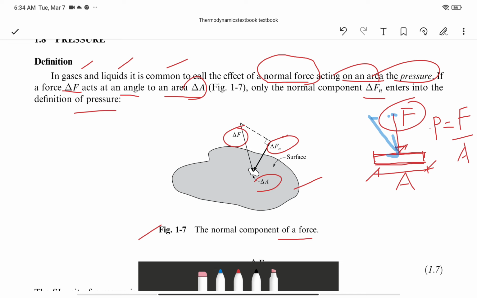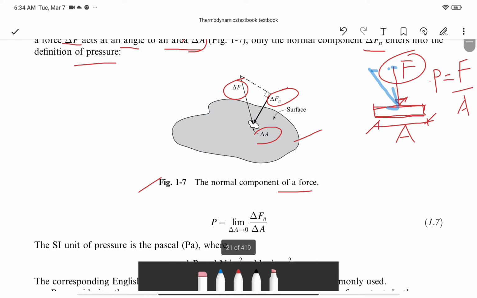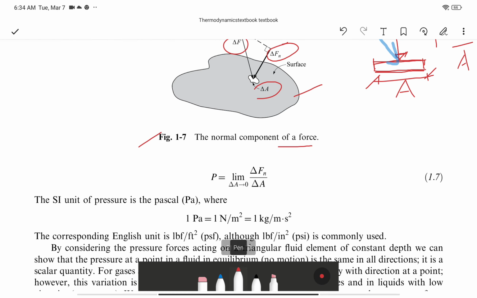So there is a variation, there is an angle, and then he clearly defines that pressure is this guy here. The P is equal to delta N, this guy, over delta A, this guy here. Okay, limit delta A approaches 0. It is becoming smaller, your delta A. And then the unit of pressure is Pascal, PA, and that is 1 PA is 1 Newton per square meter.